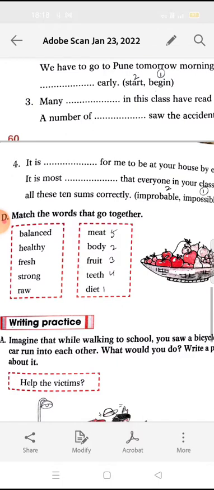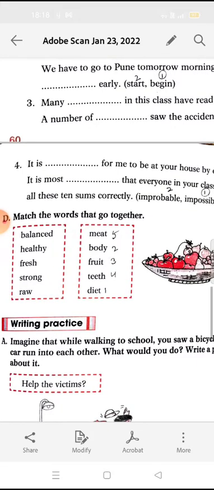Balanced diet, healthy body, fresh fruit, strong teeth, raw meat. Oh my God. You shouldn't eat raw meat.